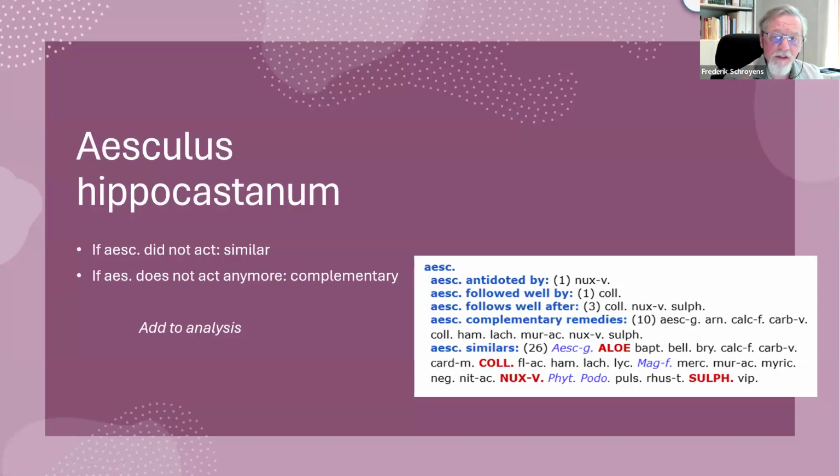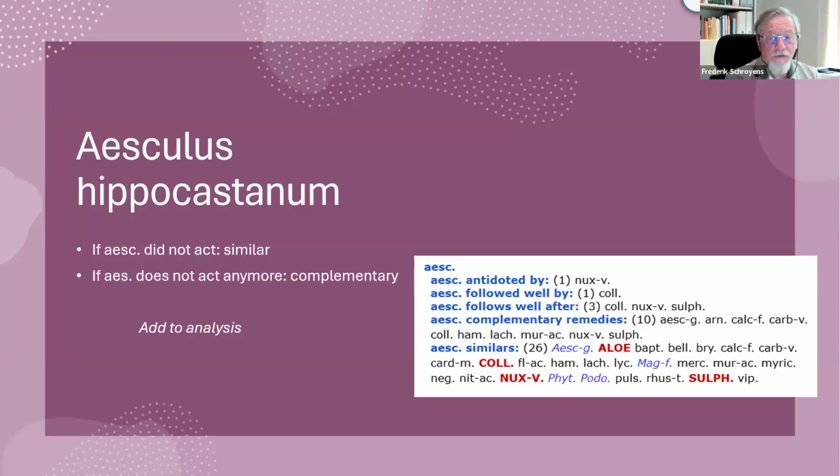And so the main message, the take-home message of this whole idea is, if Aesculus did not act, you're looking for a similar one, for example, Collinsonia, or Aesculus glabra. Or if Aesculus did act but does not act anymore, then you're looking for the complementary remedies.